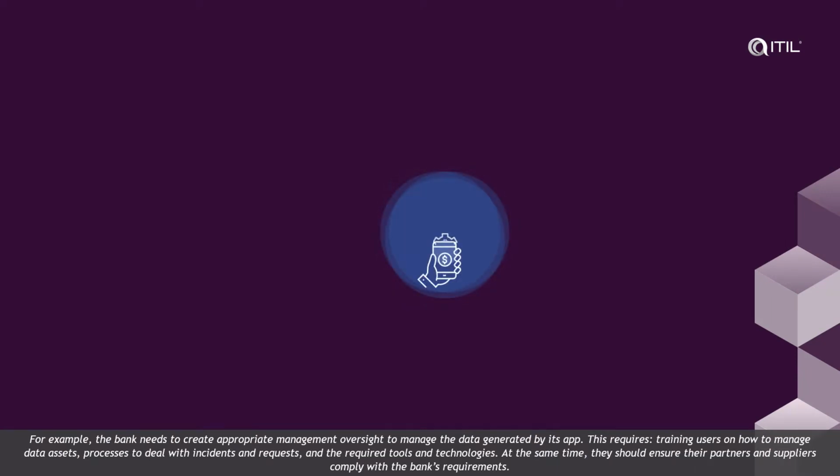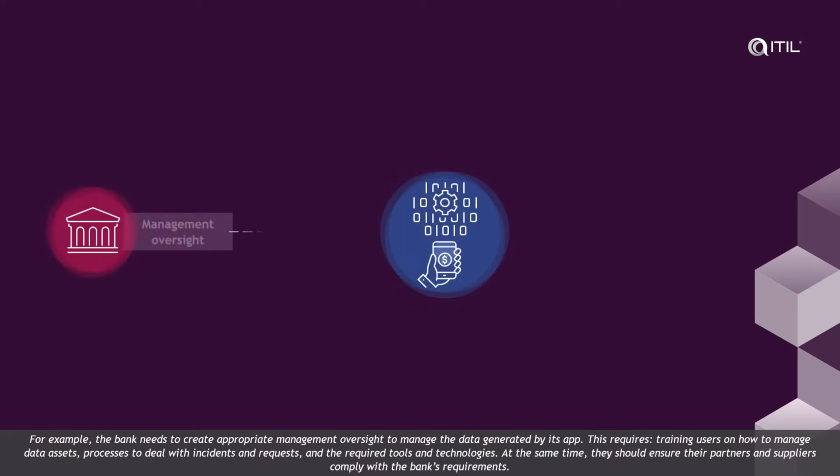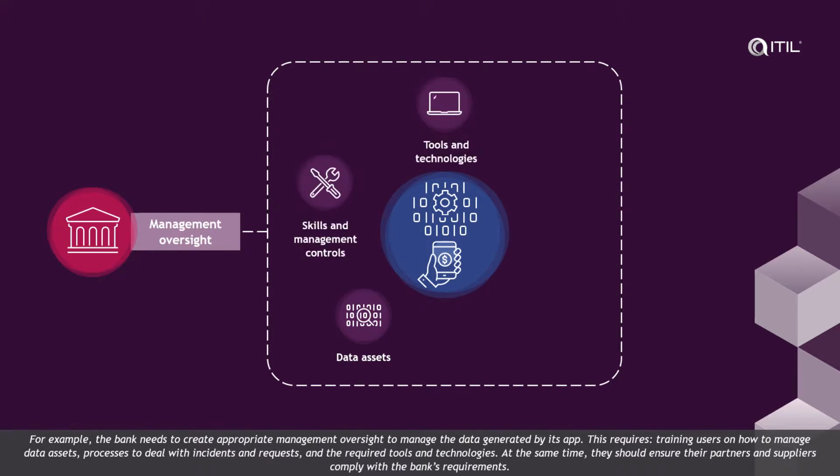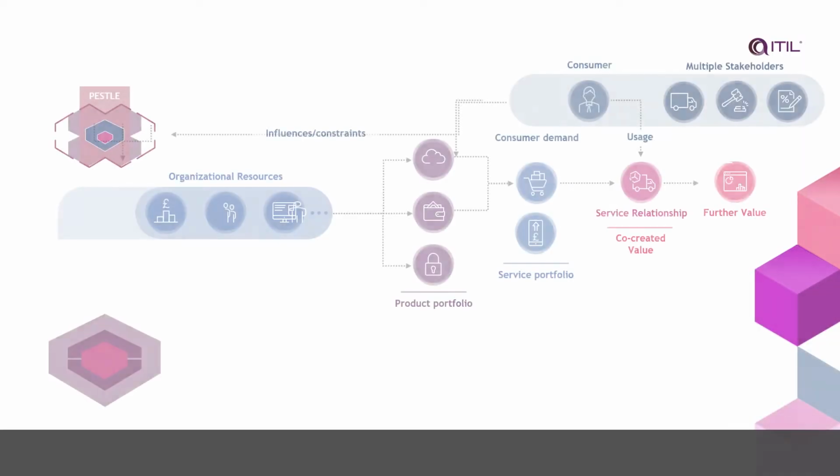For example, the bank needs to create appropriate management oversight to manage the data generated by its app. This requires training users on how to manage data assets, processes to deal with incidents and requests, and the required tools and technologies. At the same time, they should ensure their partners and suppliers comply with the bank's requirements.